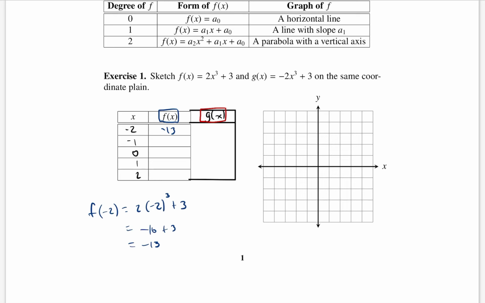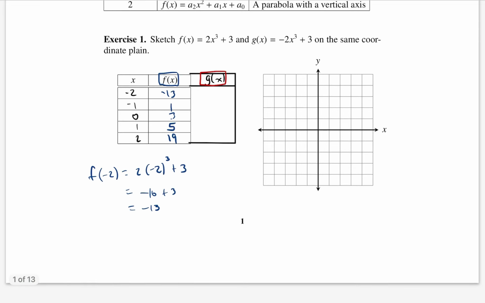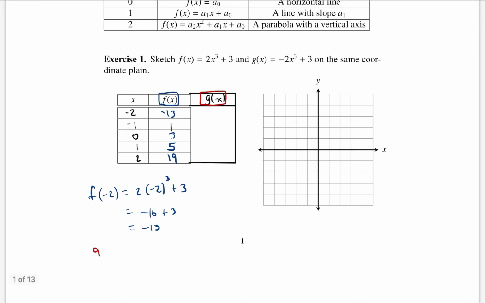And then if you substitute negative 1, you're going to get negative 2 plus 3, which is 1. If you substitute 0, you're just going to get 3. If you substitute 1, you're going to get 5. And if you substitute 2, you should get 19. All right, we'll do the same thing for g. G of negative 2 is going to be negative 2 times negative 2 cubed plus 3. That's going to be positive 16 plus 3, which is 19.